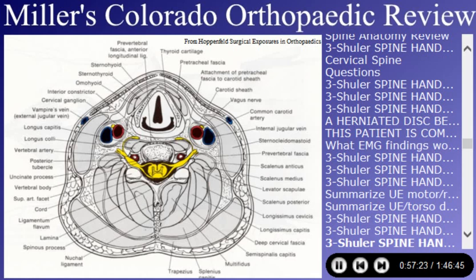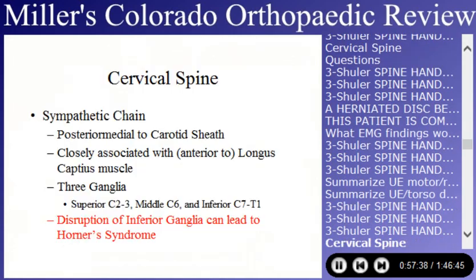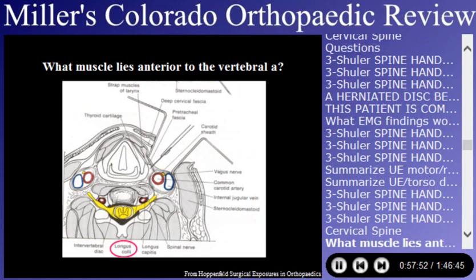Look at this next muscle, longus colli relationship to the vertebral artery. Sympathetic chain, posterior medial to the carotid sheath. It's closely associated anterior to the longus capitis muscle. 3 ganglia comprise that. And don't forget the one that we talked about before in the other lecture on pre- versus postganglionic lesions of the brachial plexus. Disruption of the inferior ganglion could lead to Horner syndrome. Remember, dry forehead, miosis. What muscle lies anterior to the vertebral artery?